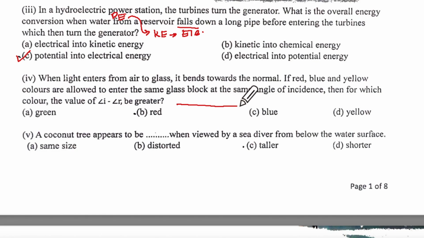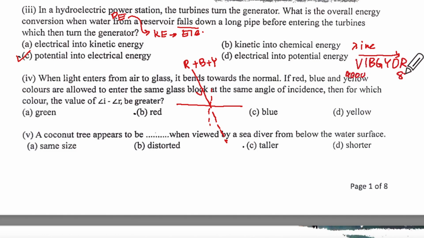So what you are going to do over here, show the, okay, this is your red plus blue plus yellow. Okay, and you are going to look at your VIBGYOR diagram. Lambda increases this way, and deviation decreases this way. 4000 to 8000, please write this so that we don't make silly mistakes. Angstrom units. Okay, so mu is going to decrease.